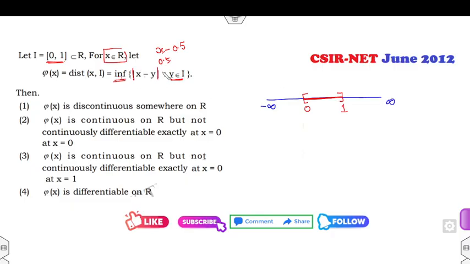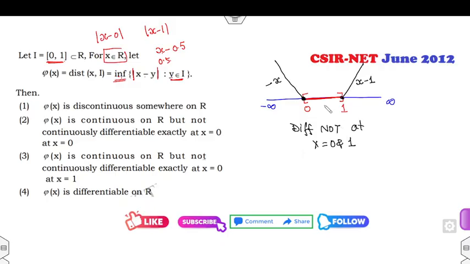So what is the graph of this? At the end point it is x minus 0 and it is x minus 1, so the graph will be like this. Fine. So this is the graph of minus x. This is the graph of x minus 1. How many discontinuity points? One is at 0, and is it differentiable? The function is not differentiable at x equal to 0 and x equal to 1.